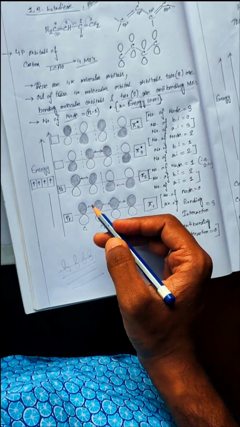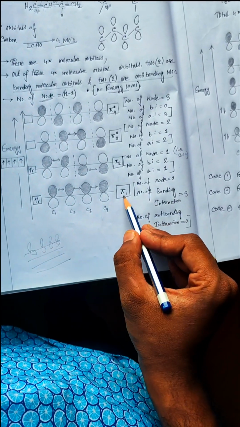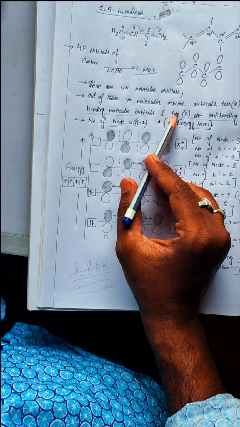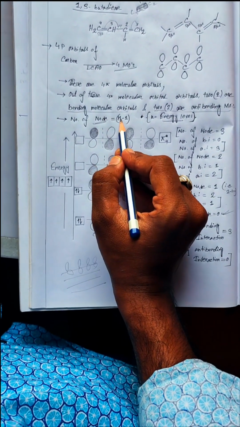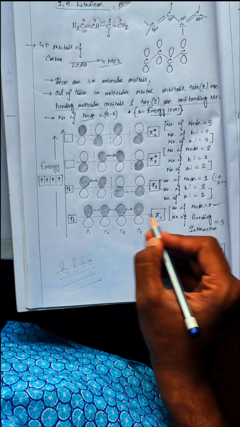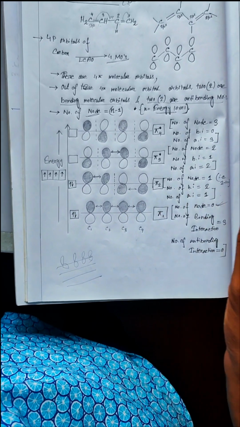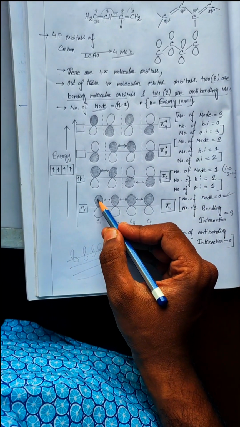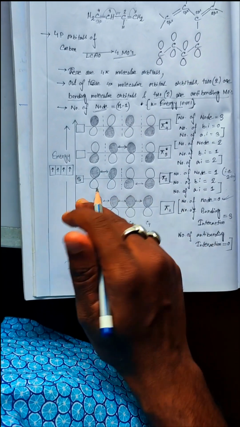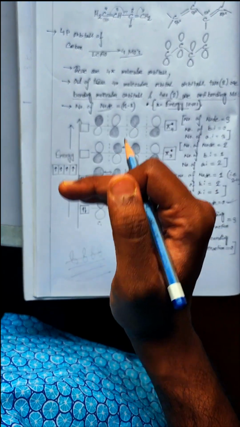Now first I am just starting with pi 1. For pi 1, the number of nodes will be 0. What I have discussed recently, the number of nodes equals n-1, where n is the energy level. So for energy level 1, 1 minus 1 will give you 0. So how to draw 0 nodes? As you can see, these are the hazy surfaces, the p orbital hazy surfaces of all the 4 carbon atoms are on one side.